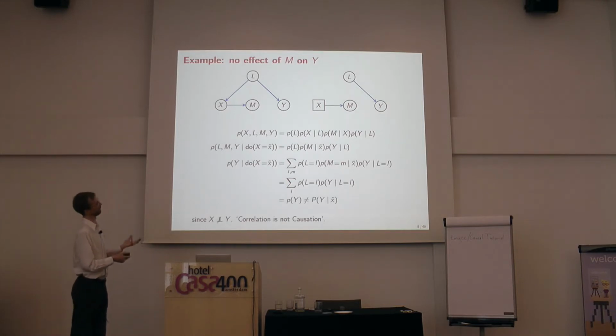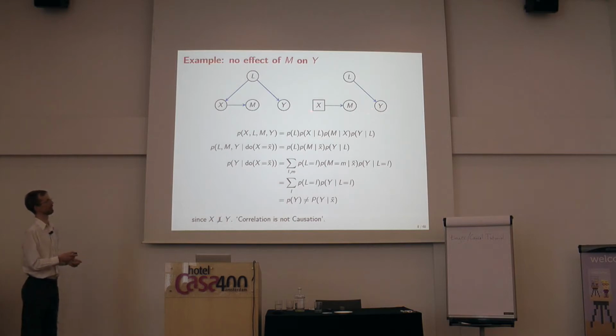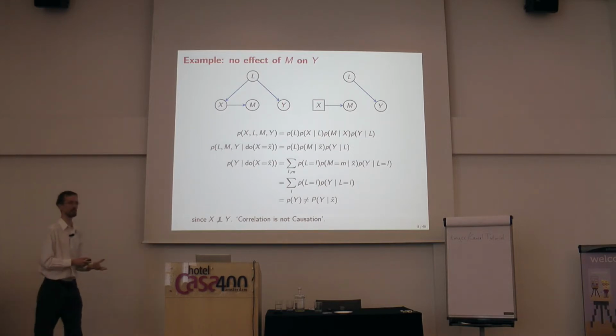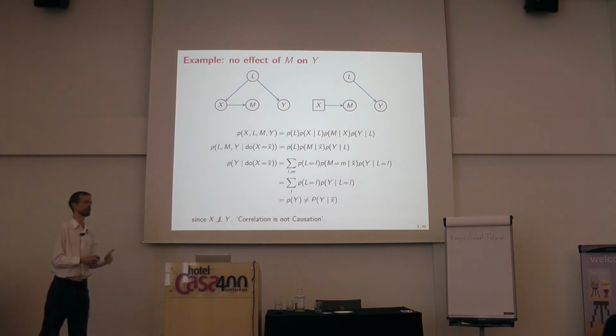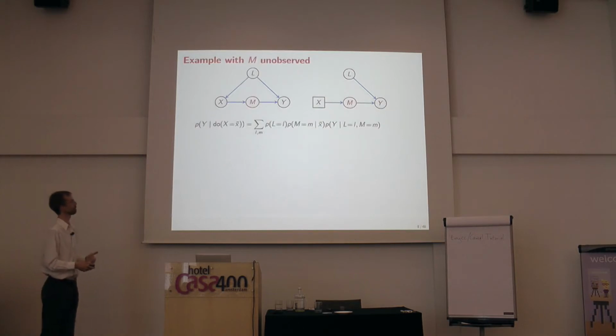And then we find, as we would expect, that the distribution over Y when we intervene on X in this graph is just the marginal for Y. But that is not the same thing as the conditional distribution for Y given X, because we can see just by this connecting path that Y and X are not independent. So we can see the difference between conditioning and intervening.